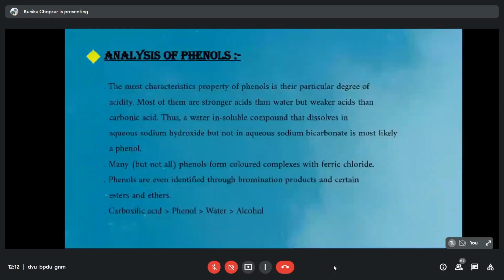The analysis of phenol. The most characteristic property of phenol is its particular degree of acidity. Most of them are stronger acid than water, but weaker acid than carbonic acid. Thus, a water-insoluble compound that dissolves in aqueous sodium hydroxide, but not in aqueous sodium bicarbonate, is mostly likely a phenol. Many, but not all, phenols give colored complex with ferric chloride. The phenols are identified by the bromination products, as well as ester and ether. The most acidic in nature is carboxylic acid, then phenol, then water, then alcohol.